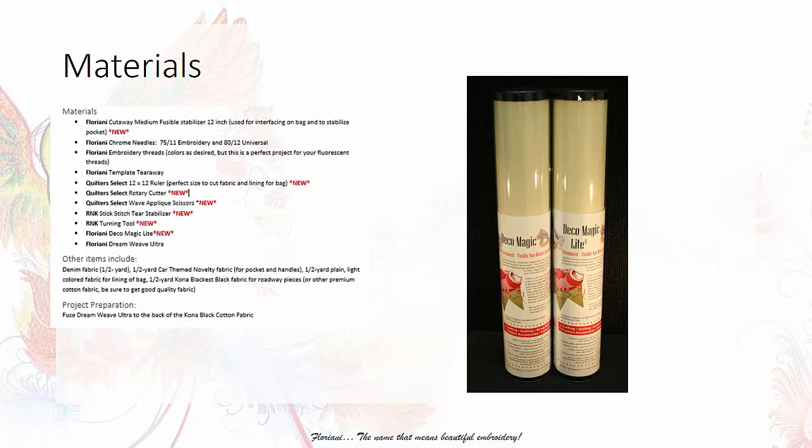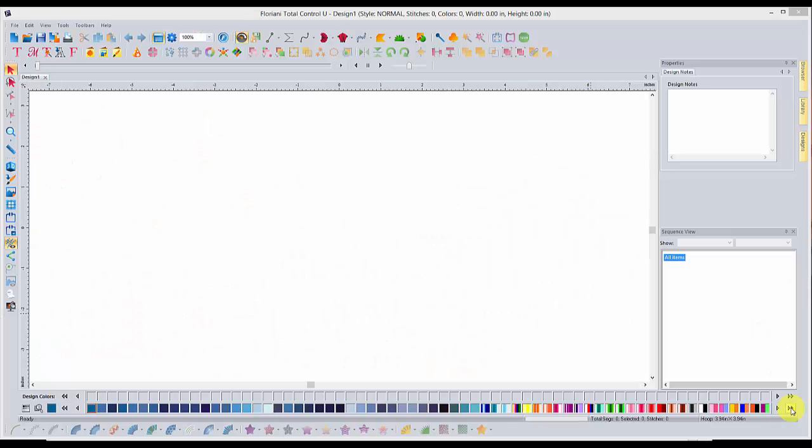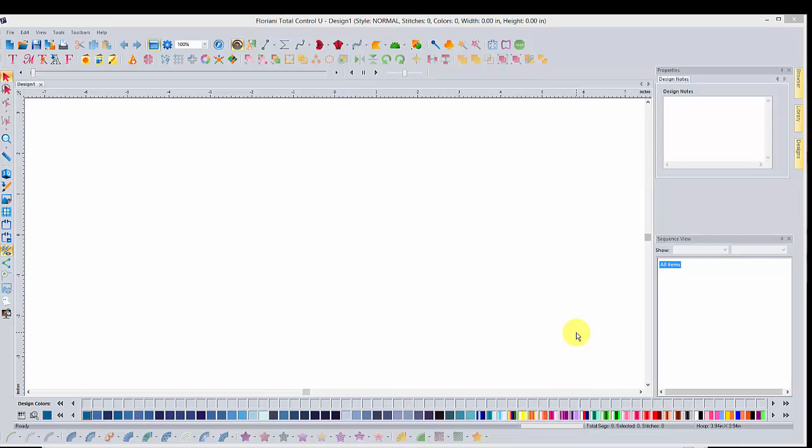Okay, with that, let's go ahead and get started in our software lesson. I have my FTC-U software open. I have engaged a little program called Pointer Focus, and that's the yellow highlight around my pointer. I think it helps so that you can see where I'm clicking. I know some people don't like it. I received that feedback, but a lot of people do, and I do think that it helps.